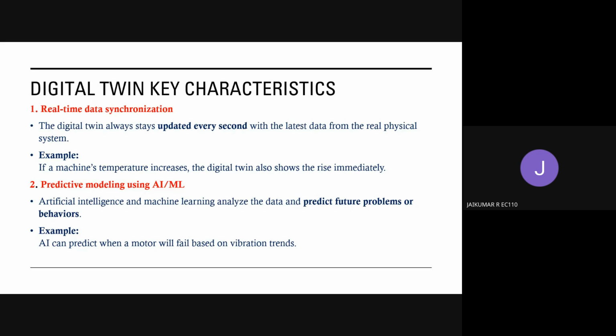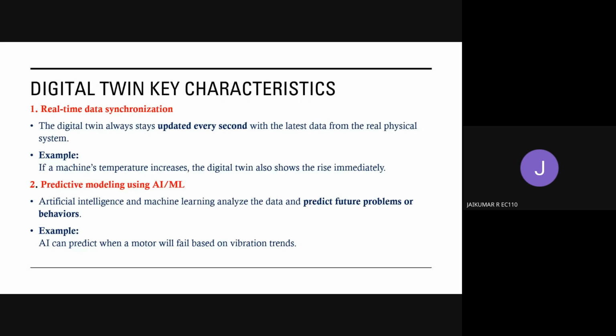For example, if we want to monitor the temperature of the machine, the temperature has to be updated at each and every second, and only then can we have a proper prediction of our system functionality. So real-time synchronization is very much essential in digital twin technology.